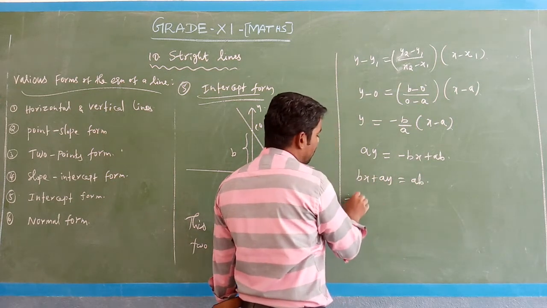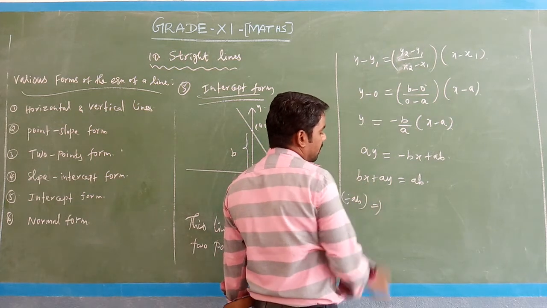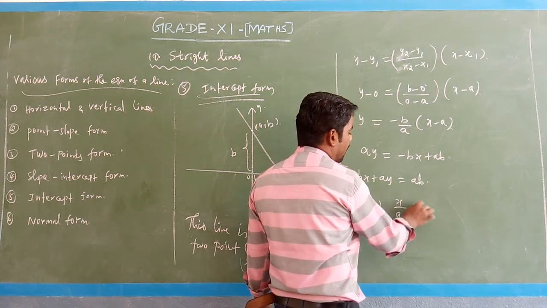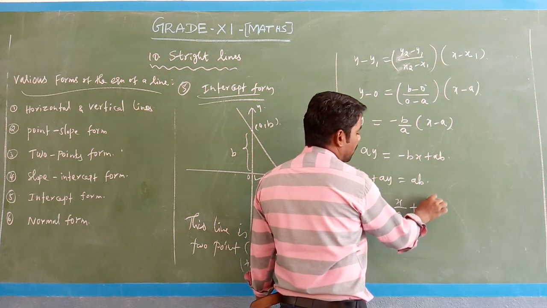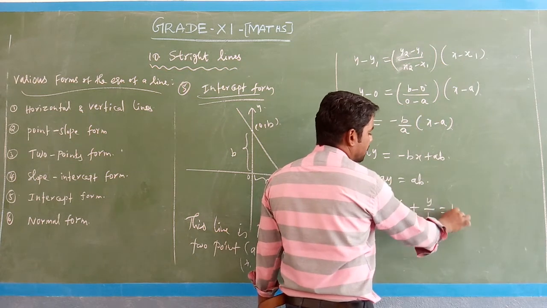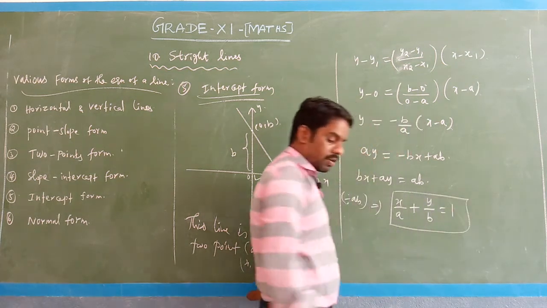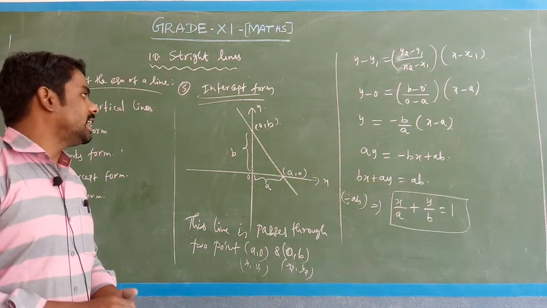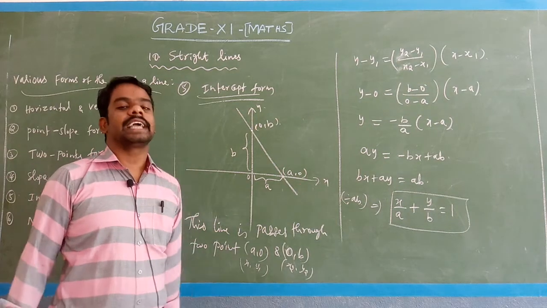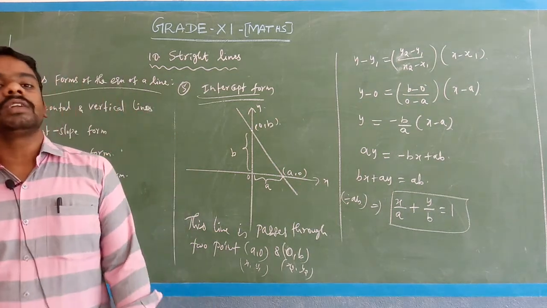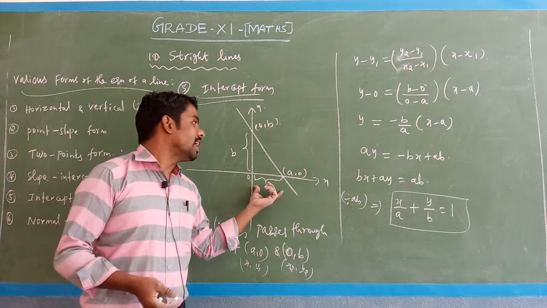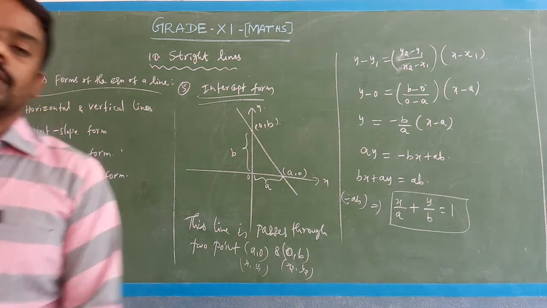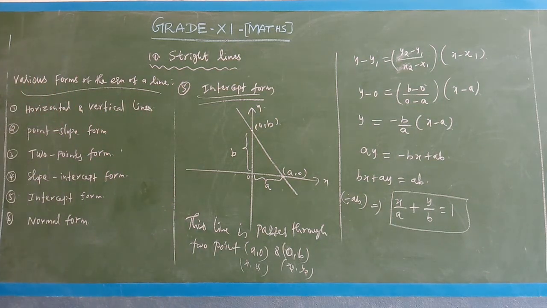Divide by ab on both sides. bx divided by ab: the b's cancel, remaining x by a. And ay divided by ab: the a's cancel, remaining y by b. And ab by ab is equal to 1. This is the intercept form of the equation of a line: x by a plus y by b equals 1. Here the x-intercept is a and the y-intercept is b. Very simple formula. Okay, right.